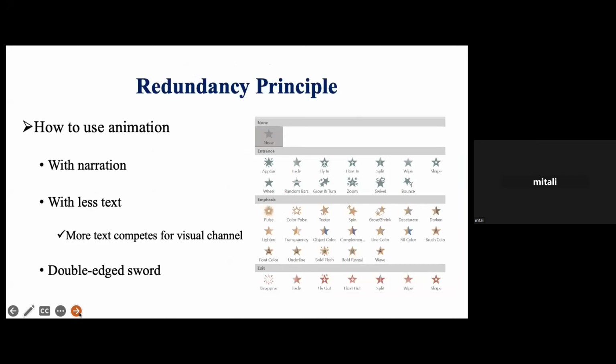The redundancy principle talks about using animations along with the text. So animations with narrations help in driving across the message more clearly. However, when using animation, there should be less text, or else the text and the animation will compete with each other for the visual channel.